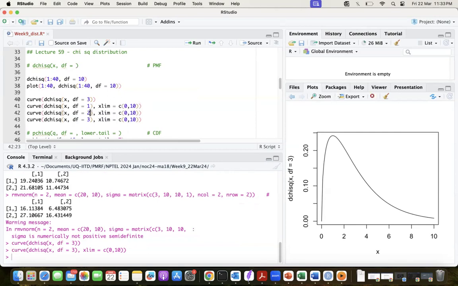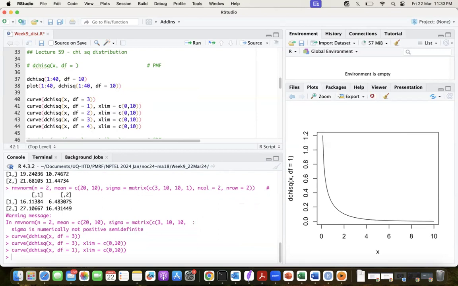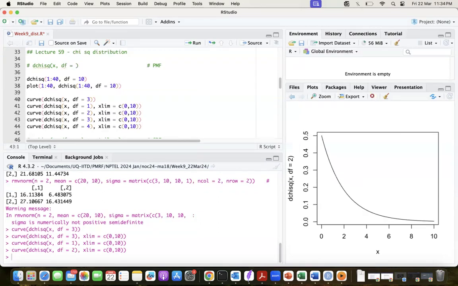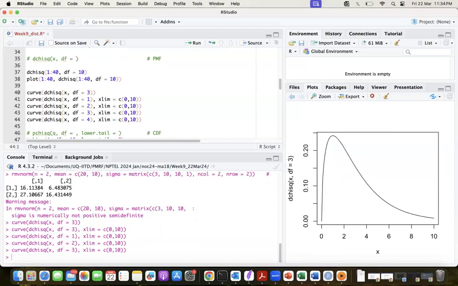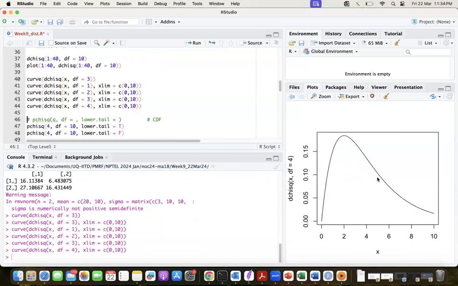Likewise, let's try some more values here. With degrees of freedom 1, it looked like a parabola. 2 is also quite similar, but at 3, the nature of the graph changes. And then that continues for 3, 4, 5, and so on. There's an increase and a decrease.